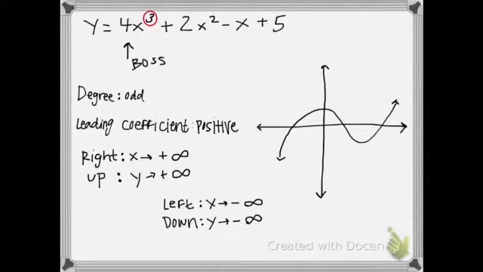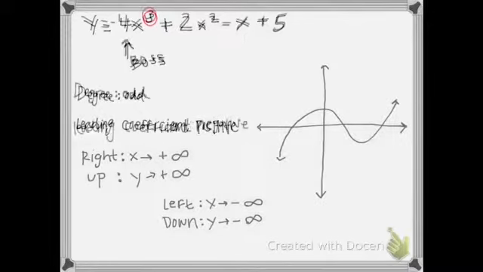For your graph, the x would be going positive infinity to the right, and the y would be going positive infinity up. Your x would be going negative infinity to the left, and your y would be going negative infinity down.